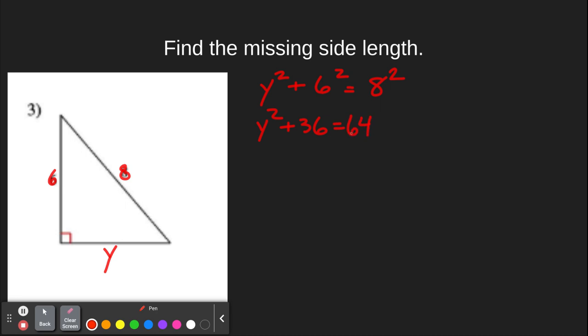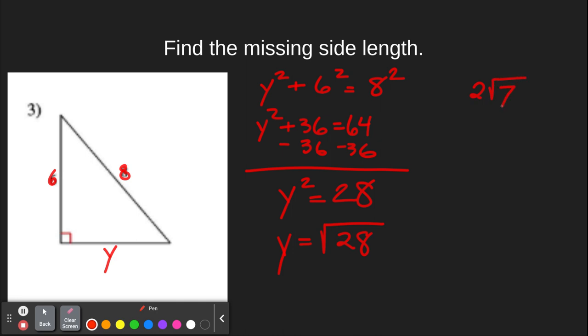All right, so we're going to subtract 36 from both sides. And you get y squared is, let's see, 64 minus 36, 28. Okay. All right, so now take the square root of both sides and you get y is the square root of 28. Now, you might be taking your ACT and you have this very problem on there.